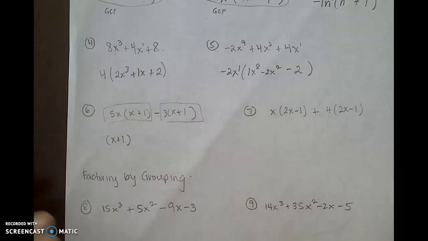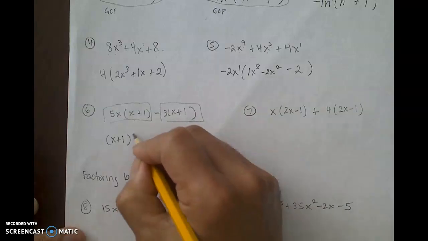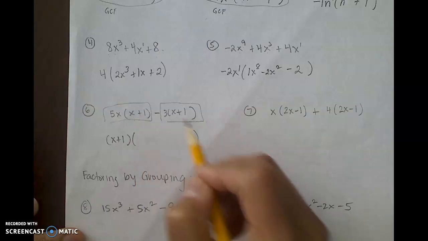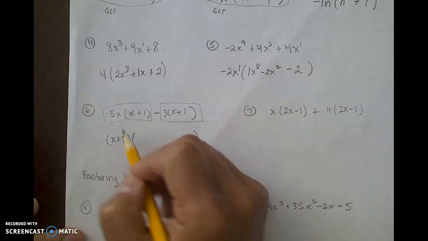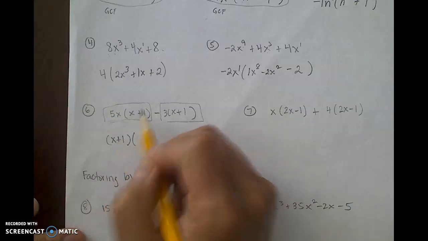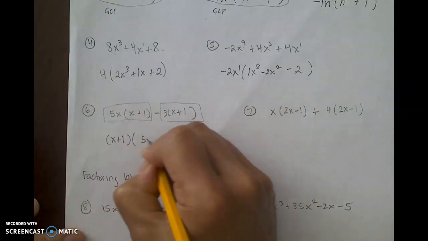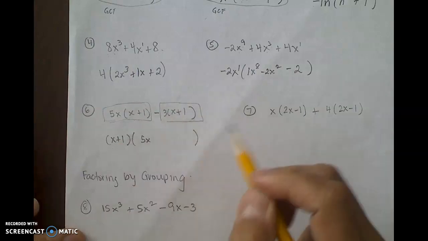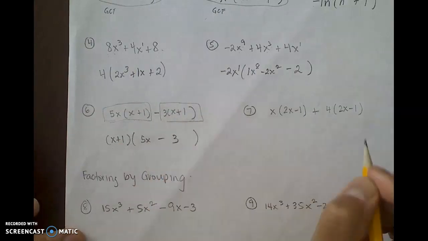Right, so again, we're going to group them together, so we're going to keep the x plus 1 in parentheses. Right, so now what we do is, this is our GCF. Clearly that's what they have in common. So now we're going to divide. This term divided by the GCF, well, those x plus 1s are going to cancel, so you're left with 5x. This term divided by the GCF leaves you with 3.